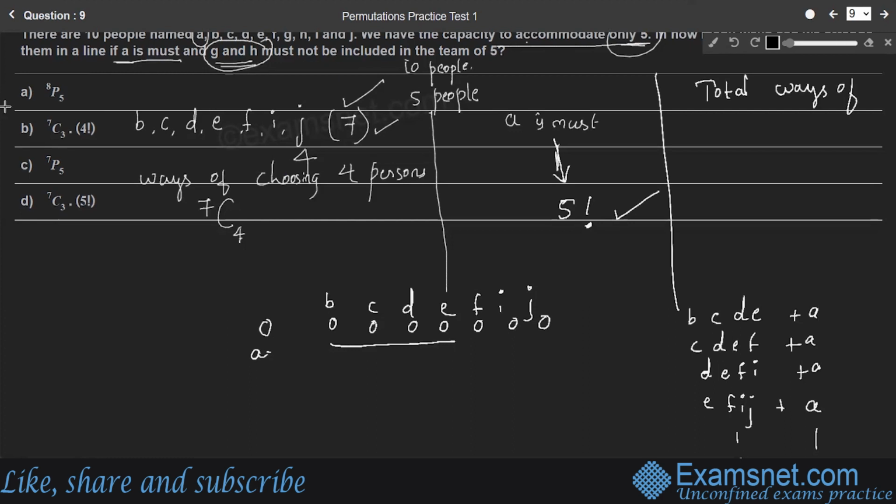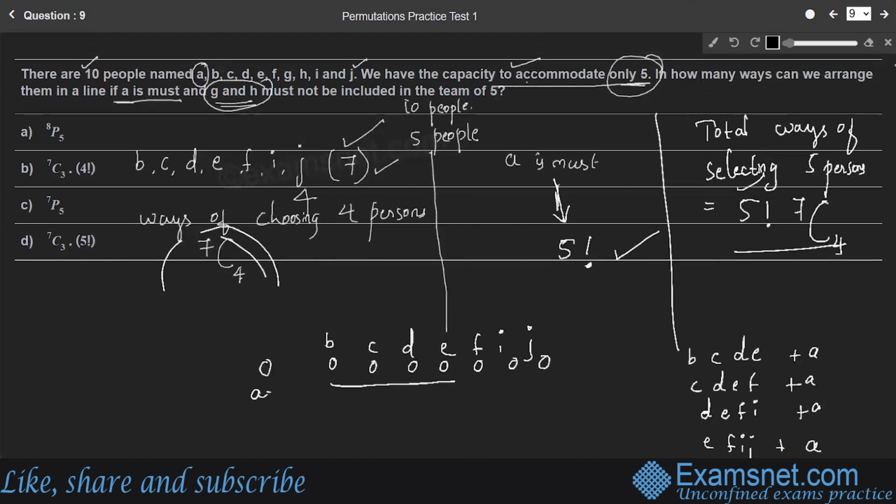total ways of selecting 5 persons is equal to 5 factorial into 7C4, right? So 5 factorial is nothing but the number of ways in which person A can be added to the remaining 4 persons, or A can be arranged, into the number of ways of choosing 4 persons out of 7 persons, which is 7C4.